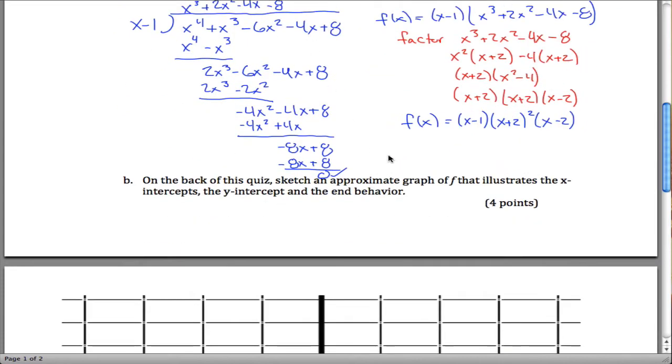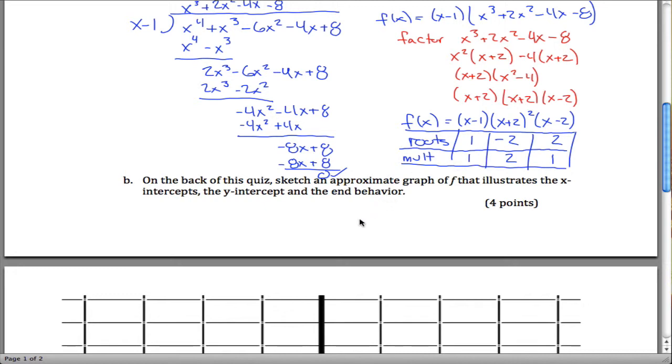So it's asking me to find roots and multiplicities. The roots would be 1, negative 2, and 2. And their corresponding multiplicities would be 1, 2, and 1. Hopefully you know what I mean when I write all that. I could even do this if it makes it more clear, although I'm afraid that that makes it less clear. Whatever.